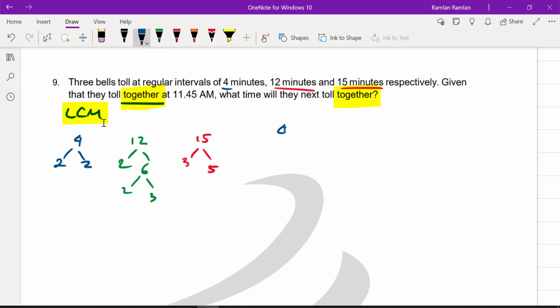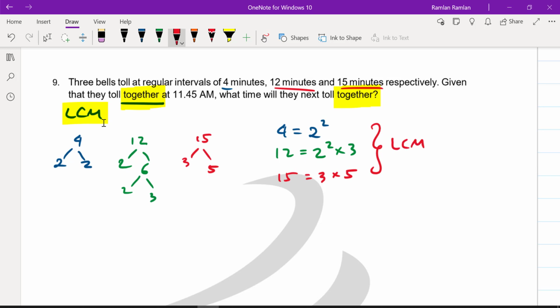So I'm going to write down 4, that equals 2 squared, and then 12 is 2 squared times 3, and then 15 is 3 times 5. Okay, so which means that for the LCM, we can see that the 2 to the power of 2 is the same in both, so just take one of them. So it's just 2 to the power of 2, and then we have 3, which has the same power, so it's just 3. And since this is LCM, we also need to take the 5, so times it with 5.